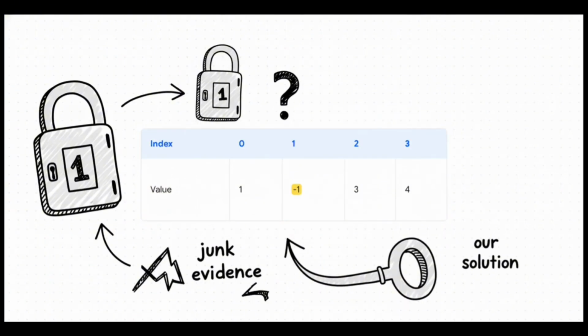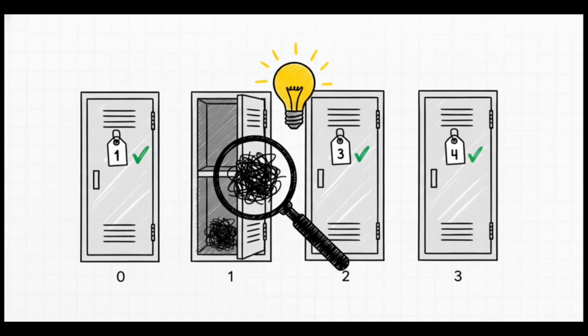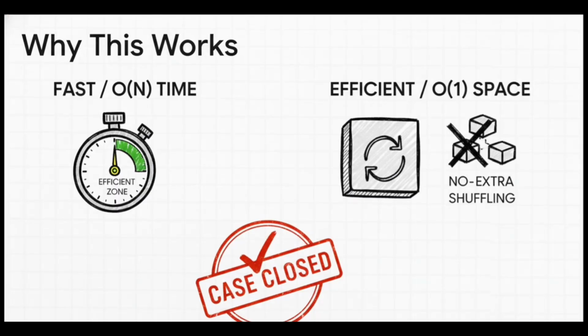Okay, so now we do one final, super simple sweep of our evidence lockers. We start at locker 0, and we ask, hey, do you have the number 1 in here? Yes, it does. Okay, we move to locker 1. Do you have the number 2? No, it's got that junk -1 in it. Bingo. The first locker that doesn't have its matching number, that's our solution. The logic is just undeniable, isn't it? Since locker number 1 is the first one that isn't filled correctly, it means the number that belongs there, which is just the index plus 1, that's the number we've been looking for this whole time. And there it is. The first missing positive integer is 2. Case closed.